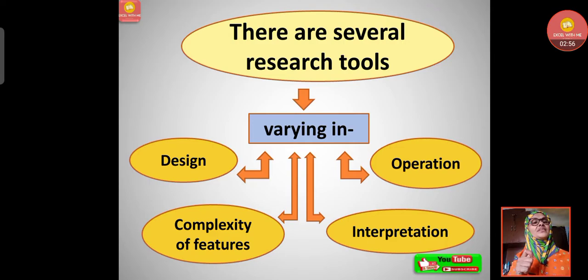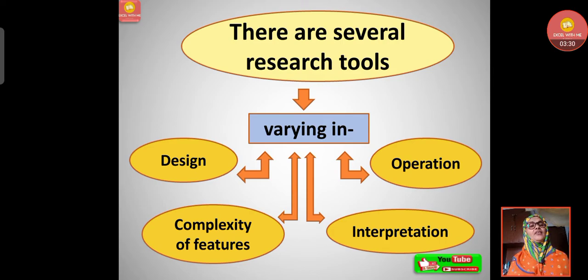Now there are several research tools varying in design. Design may be different in whatever category you want to generate the tool. That design is very important. Then complexity of features. What are the features? What is the complexity of that? You have to understand related to the tool. Maybe easy, difficult, moderate, that complexity you need to understand. Then operation, vary in operation. Different research tools, different operations there will be.